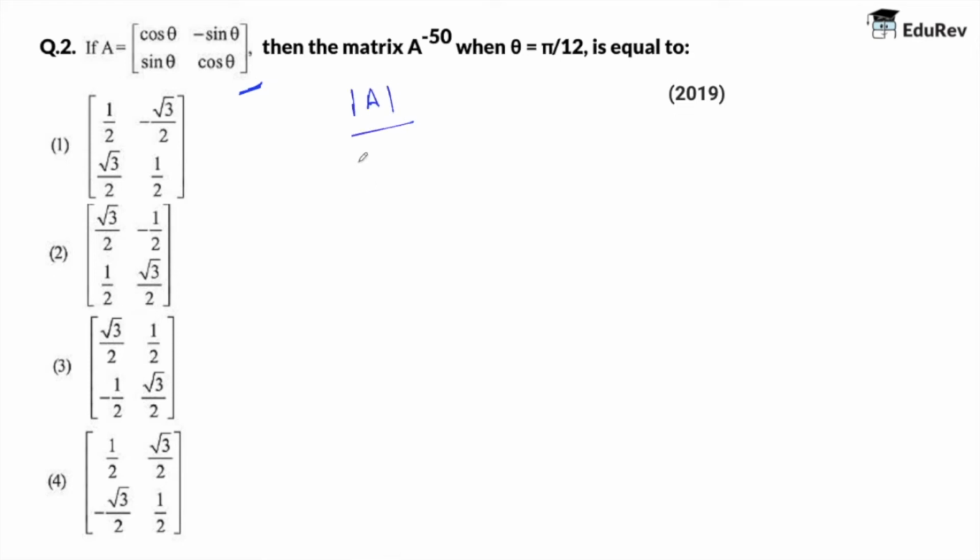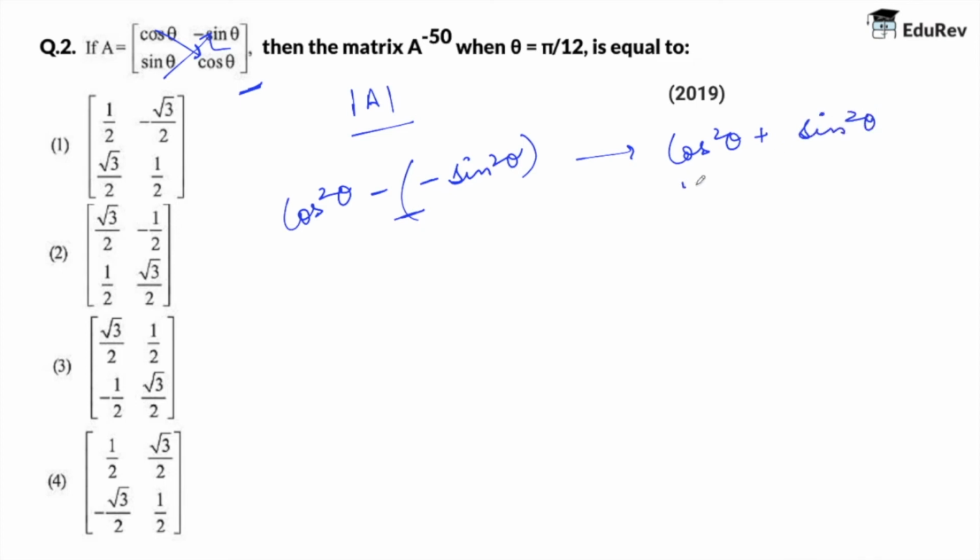Now if you do not remember that, do not worry. Mod of A is nothing but I need to multiply this, that is cos square theta, minus, and then multiply this, which is going to be negative of sine square theta. So I know that negative will be addition, that is cos square theta plus sine square theta. And we all know that cos square theta plus sine square theta is going to be what? 1. Therefore, mod of A is going to be 1.